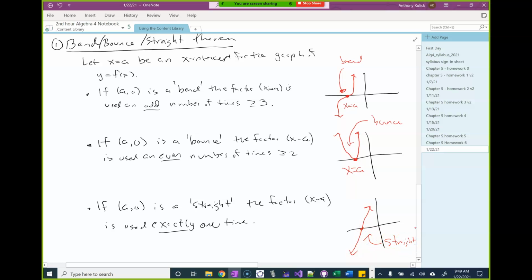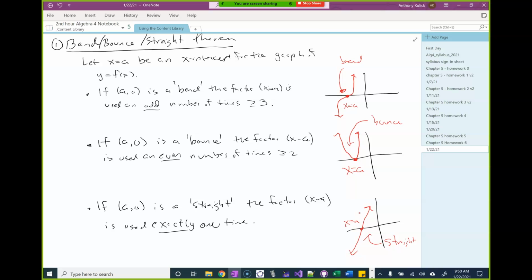So again, a straight just looks like it's going straight through. But the straights are used exactly once, which is nice, right? The other ones we don't have a specific number of times. It's like, oh, it's even, so like 2, 4, 6, 8. It's odd, 3, 5, 7, 9, but you don't know exactly how many right away. The straight, though, you know exactly one time it's going to get used.